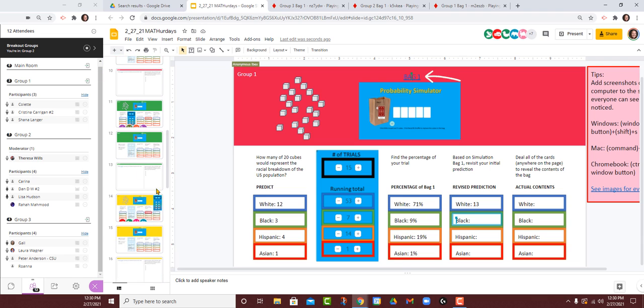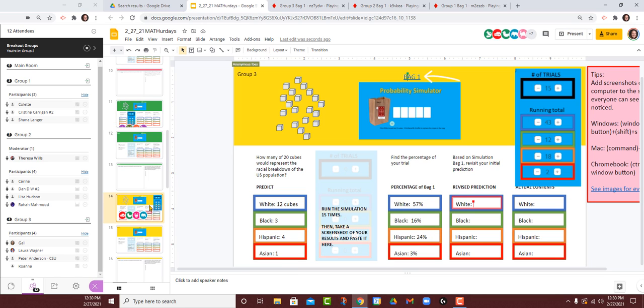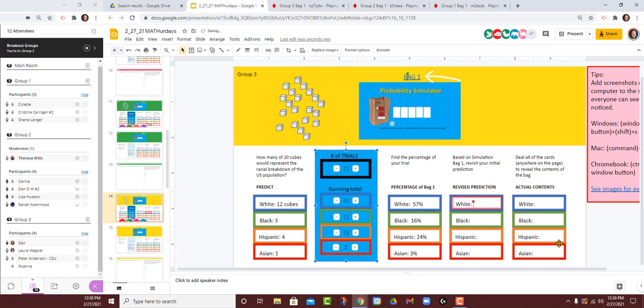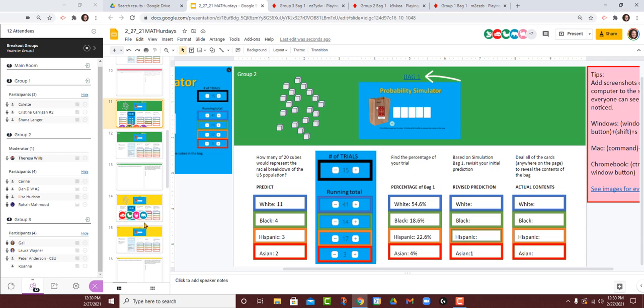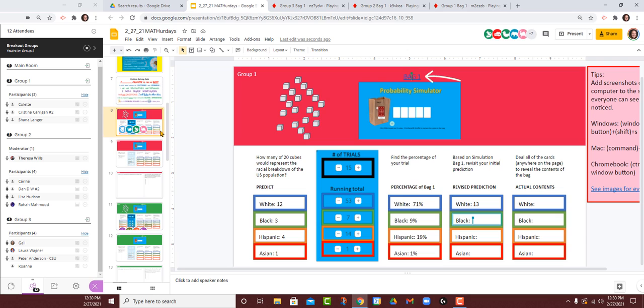I think we need to stick with the white at 11. I mean, we hit the bag correctly as close as you could get. I think we need to change Hispanic. Hispanic is more than Black, so maybe switch them. I think we change the Asian down to 1 cube, because 2 is 4%. And then Hispanic goes to 4, and Black keep it 4 and 11. Hispanic is more.